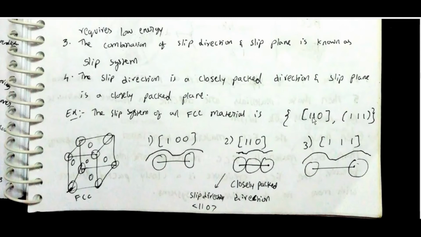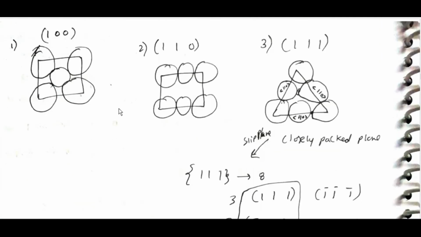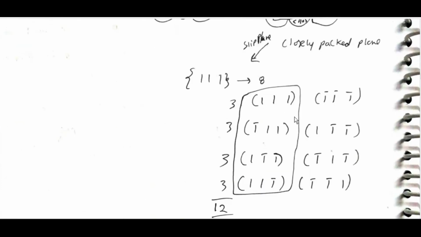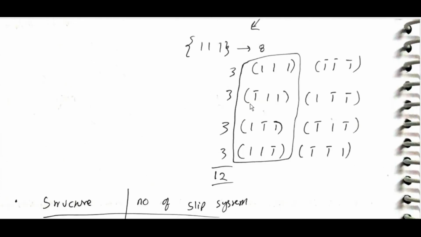This is a line. This is a plane. Among the directions 100, 110, 111, 110 is closely packed. So this is the closely packed direction, the slip direction, 110. Among the planes 100, 110, 111, 111 is closely packed. This has 8 combinations.